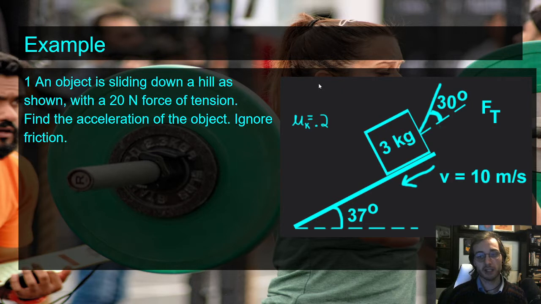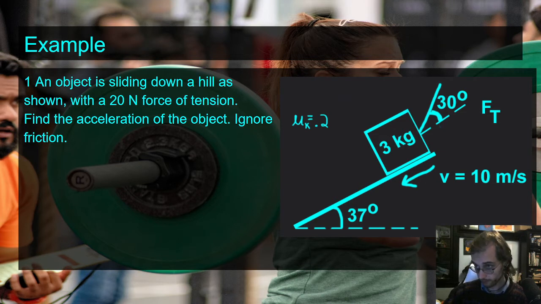So let's say I've got an object sliding down a hill, as shown, with a force of 20 newtons worth of tension acting on it on the string that's shown right along here. Find the acceleration of that object and ignore friction. That last part's going to be pretty important for getting the system easier, and we just haven't learned about friction yet.